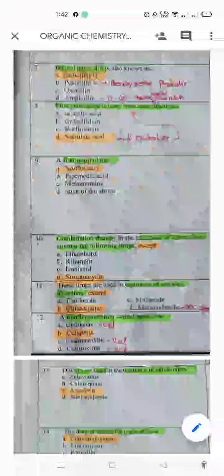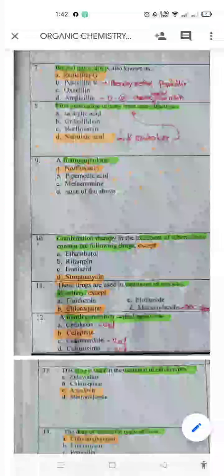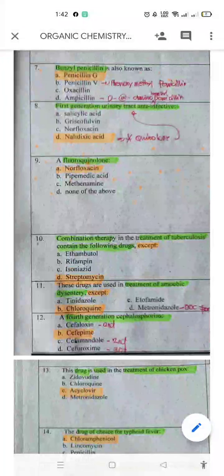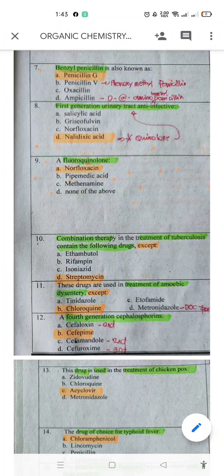Number 12, a 4th generation cephalosporin is your cefepime. So take note, for your 1st generation cephalosporins, cephalosporin spells CEPH, your Cef. That is for your 1st gen.